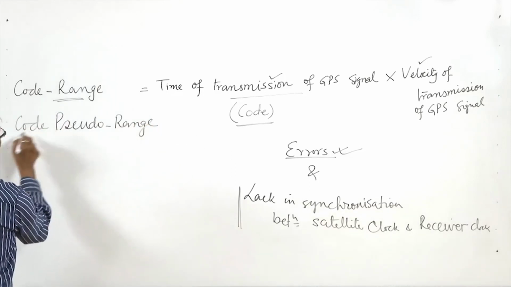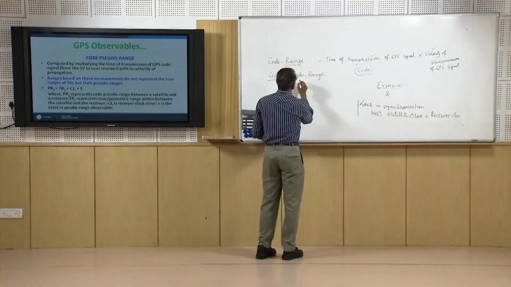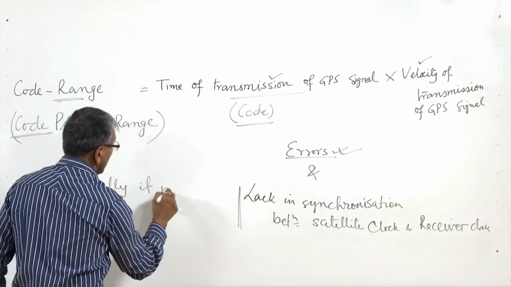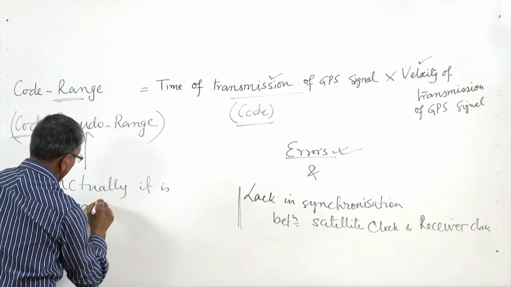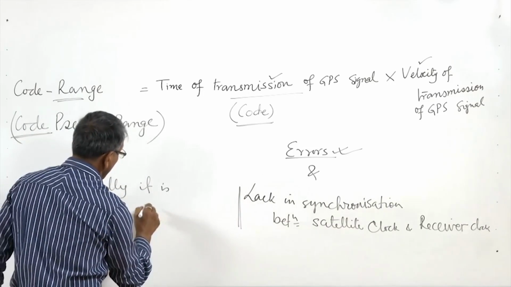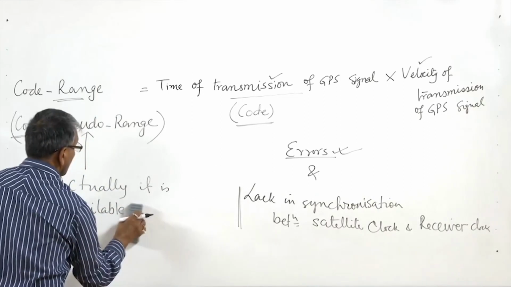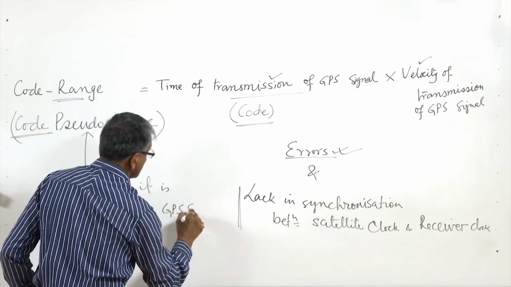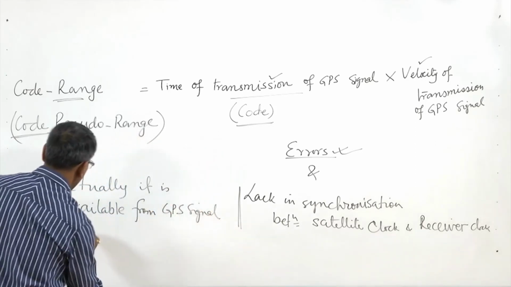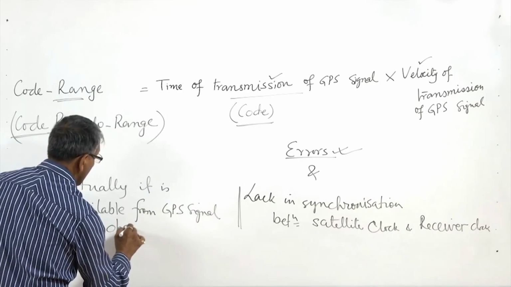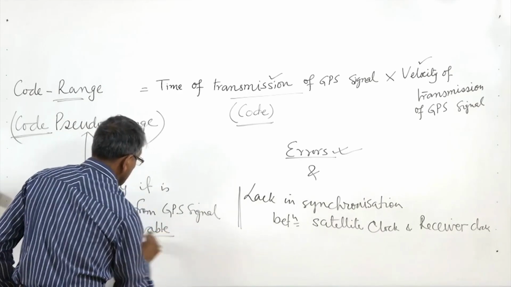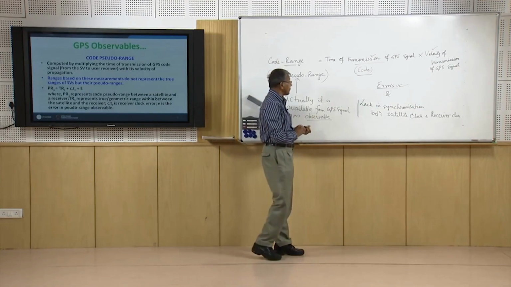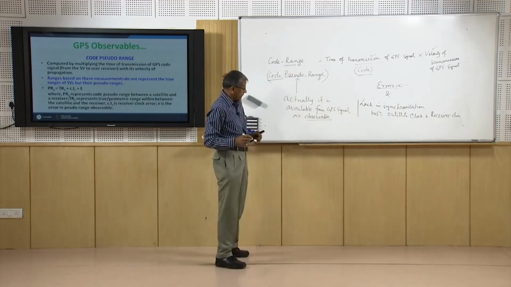So it is measured using code, so code pseudo range is what is available to us from the GPS signal as an observable. Subsequently we need to process these observables to find the actual range.